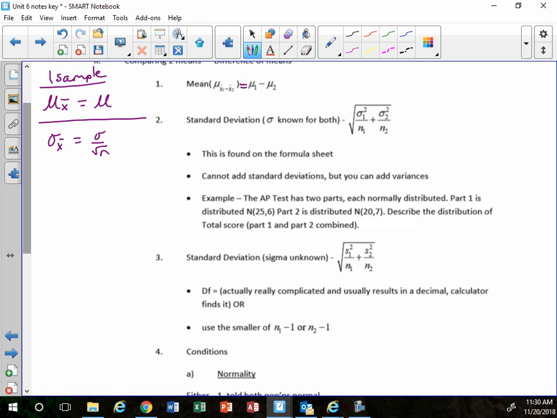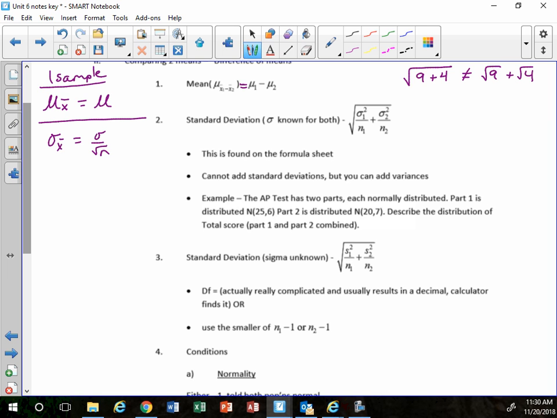All right, so now again, when we find the standard deviation when we have the difference, we cannot actually add standard deviations, but we can add variances. So that's why the formula is the square root of our sigma squared. Okay? Remember, variance is just standard deviation squared. Math note, I think you guys know this, but let's make sure. If I have the square root of 9 plus the square root of 4, is that equal to the square root of 9 plus 4? No. Okay, just making sure we understand how that works.